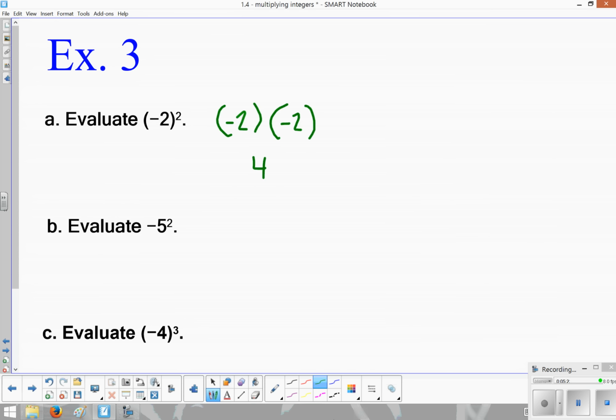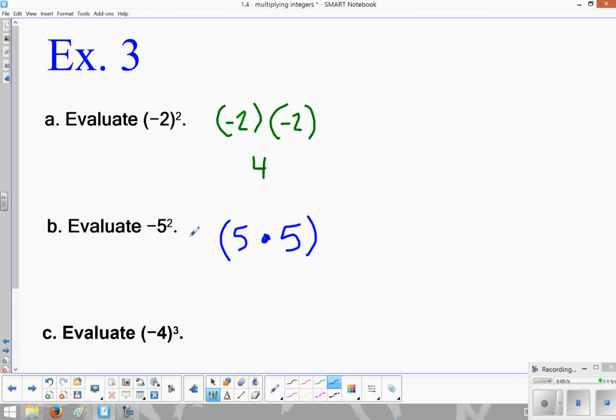Okay, let's look at the next example. This time we don't have parentheses around the -5, so we're not going to use the parentheses like we did here. So this one's kind of tricky. One of the common errors students make is they'll say that this is -5 times -5, because they see -5 to the power 2, but it's actually written as 5 times 5, and then this negative is actually on the outside. You don't see the parentheses on the 5, so the negative is on the outside of the 5.